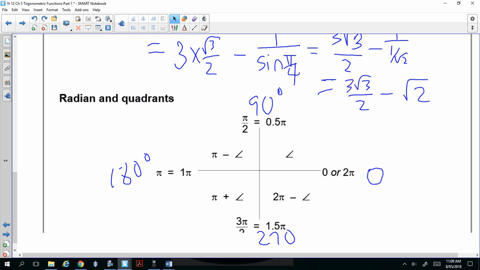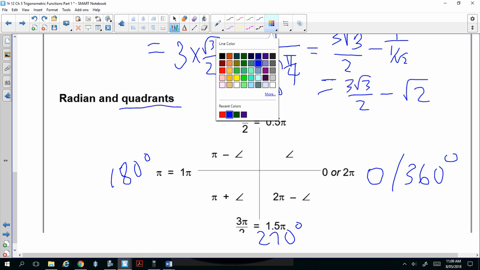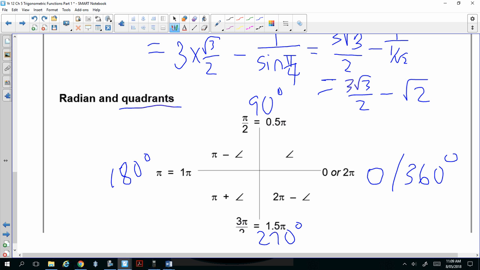So let's look at how the angles increase. Going back here, 90 degrees is half a pi. So just think about 0.5 pi. Every time you go 90 degrees, you add half a pi. Then you add another half a pi to get 270, and add half a pi to get 360. Just remember 0.5, 1, 1.5, 2. That tells you which quadrant it is in.